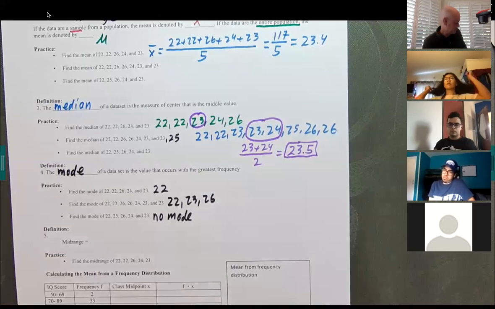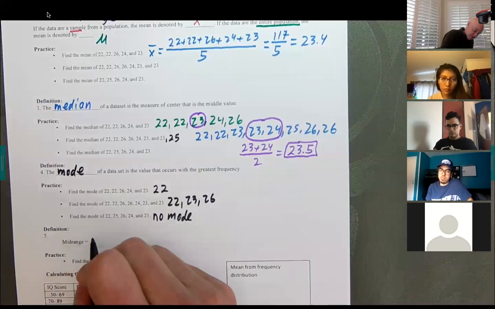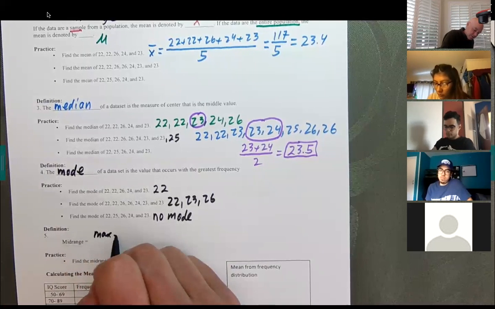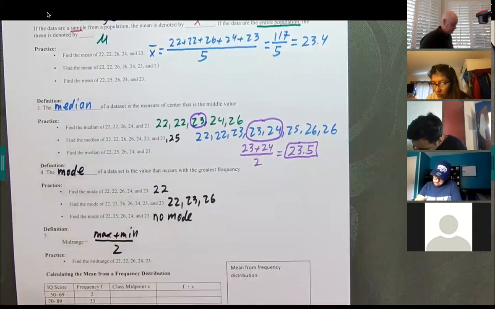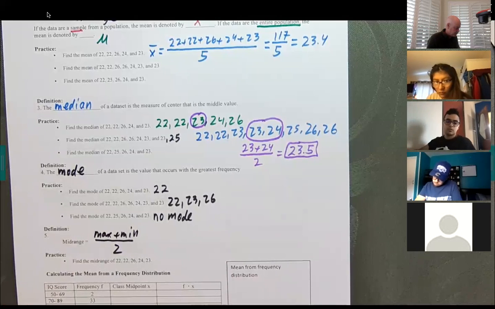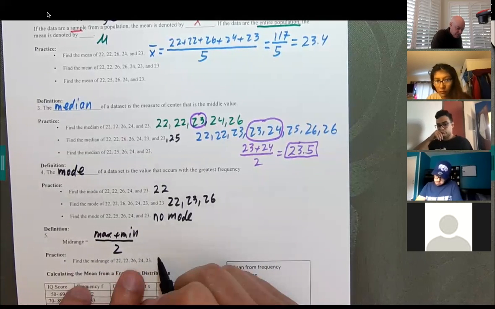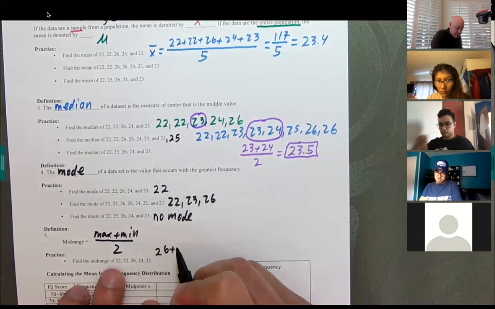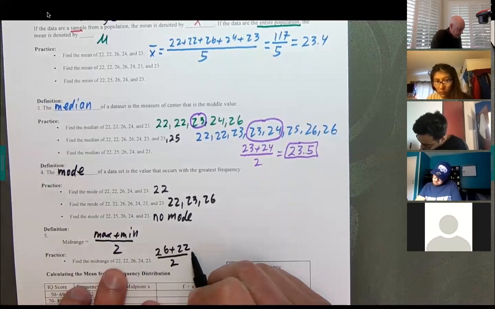All right, next up. Mid-range is basically the biggest and smallest number in the data set and finding their average. So it's the max plus the min divided by 2. And so if we find the mid-range of this here, it's going to be the max, which is 26, plus the min, which is 22, divided by 2.